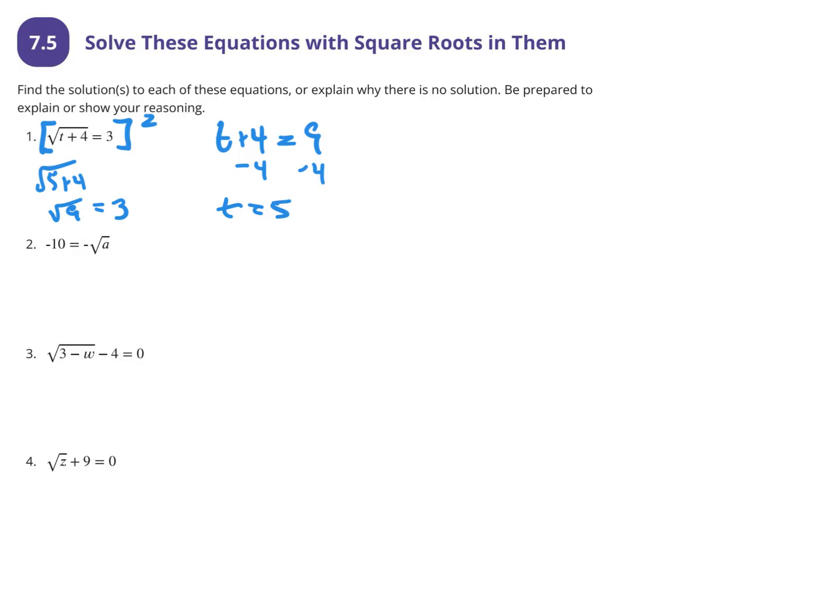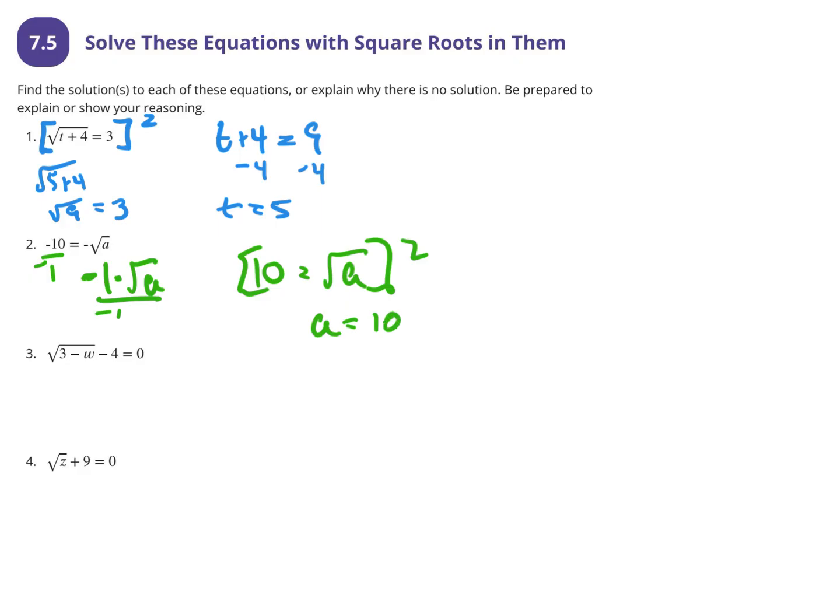Okay, for number 2. Whenever you see a negative next to a term, it's negative 1 times that term. So the first thing I would do would be to divide both sides by negative 1. So you get 10 is equal to the square root of a. We square both sides, and then we get a is equal to 100. All right, for the next one.